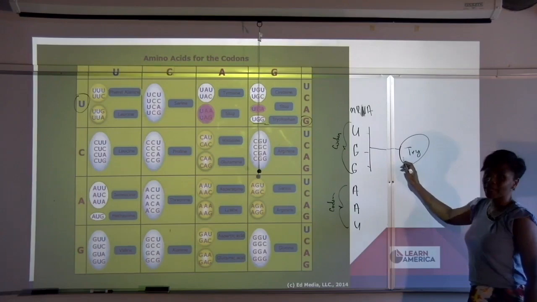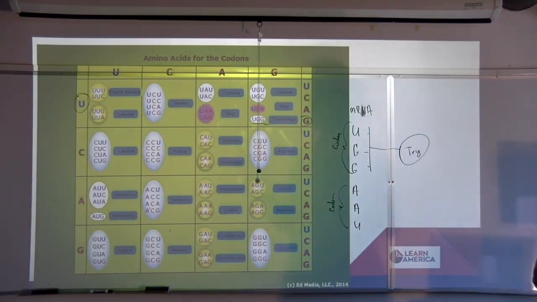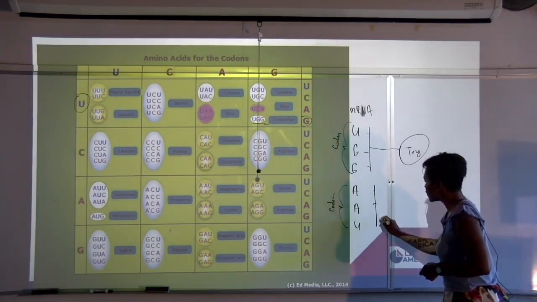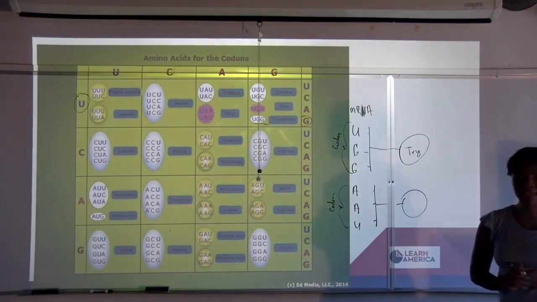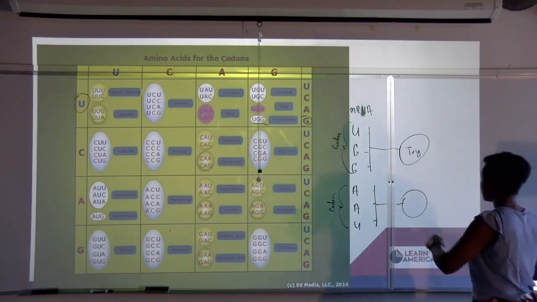The amino acid will be attached to the transfer RNA. The transfer RNA will bring the specific amino acid into the ribosome. And we'll take a look at that in a second. Let's try another one. Let me write my transfer RNA. What amino acid will it bring? AAU. You see it? Asparagine, here we go.